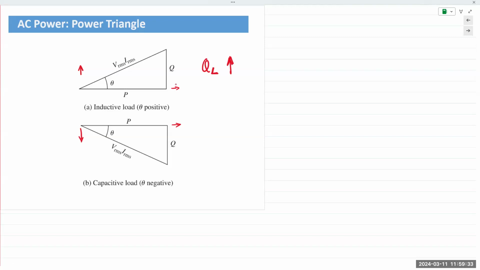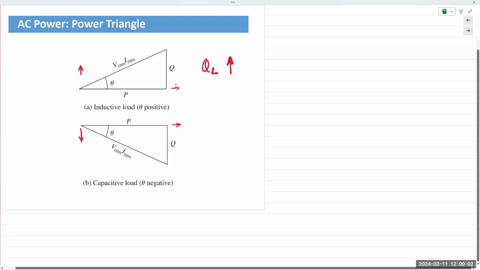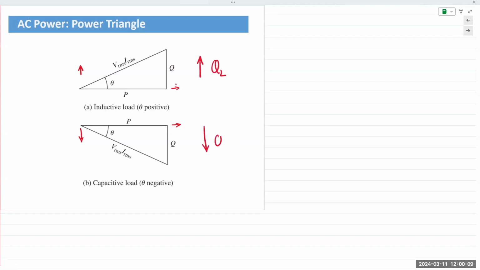It's the mathematical representation. Again, power in real life is never positive or negative. It's for us as humans to be able to balance out our equations and for our theoretical analysis that we place a plus and a minus sign. So QL is positive, whereas QC, the reactive power for a capacitor, is negative.